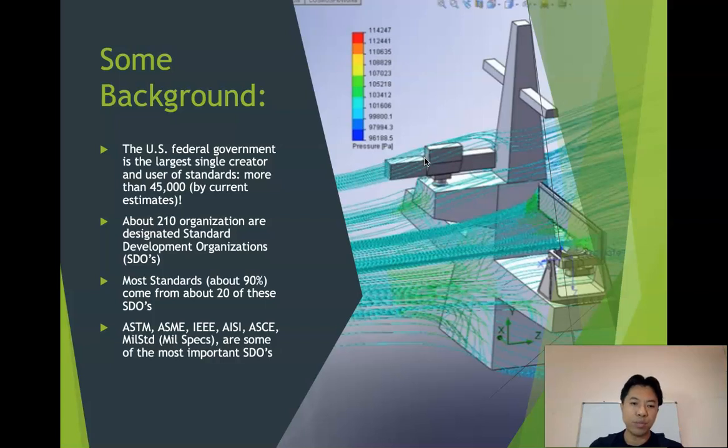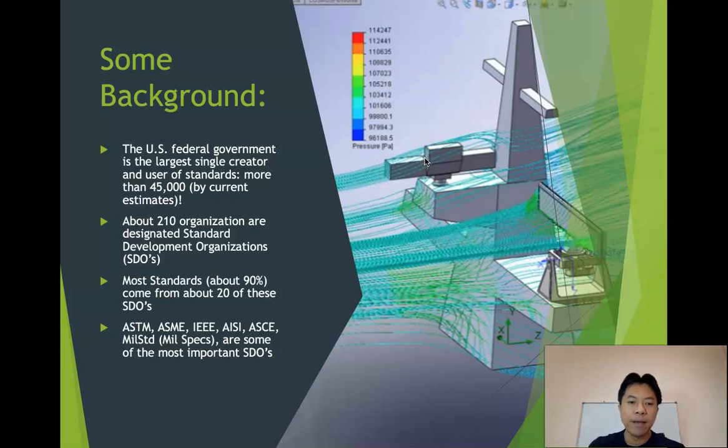To give you some background on why standards exist, there are several stories which we're going to share in this particular session. The first one is the US federal government is the largest single creator and user of standards. It has more than 45,000 by current estimates, and there are about 210 organizations designated as standard development organizations, we call it SDO.